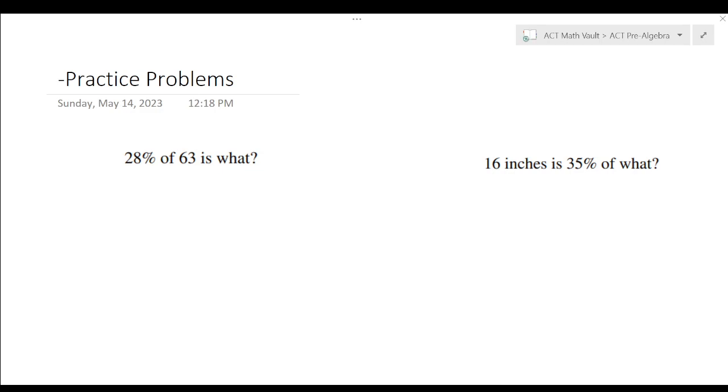And then the next says 16 inches is 35% of what? So the what is what you're solving for. You are not solving for the percentage for this part. Okay, why don't you pause the video and I will reveal the answers in about a second.